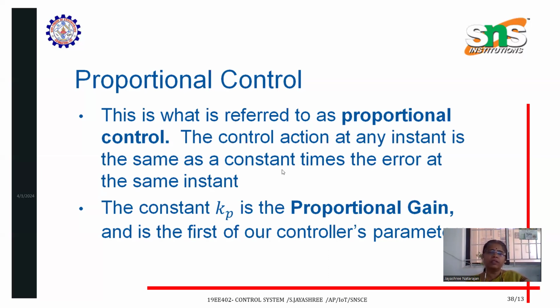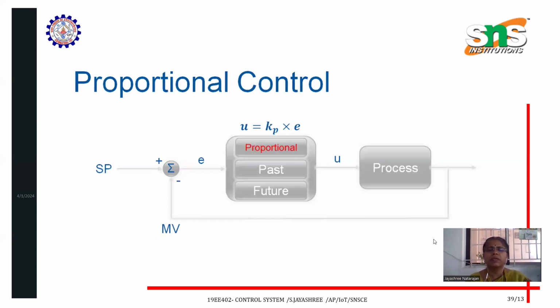The control action at any instant is a constant times the error at the same instant. The constant Kp is the proportional gain, and this is the first of our controller parameters. So Kp is the proportional gain, derived based on the present error. So here U equals Kp into E.